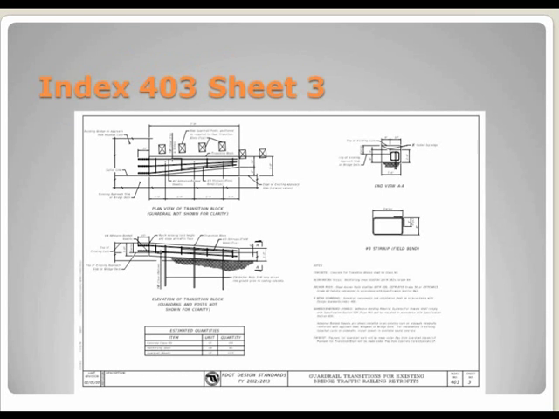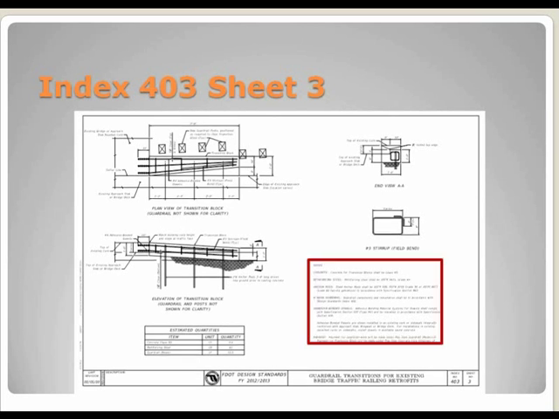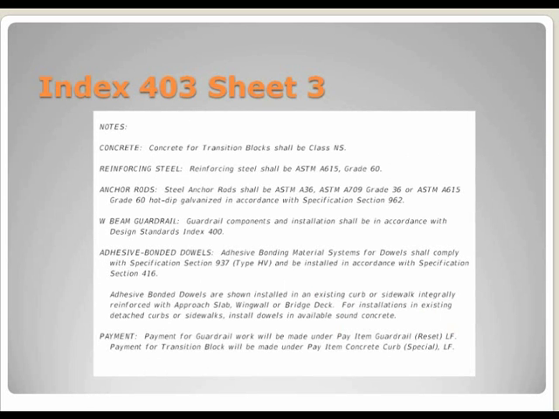Next thing we're going to look at is Index 403, Sheet 3. There was a change to the concrete class to non-structural. That's down here in the notes section. And then concrete for transition blocks shall be class NS. We also changed the payment for the transition block to concrete curb special linear feet.